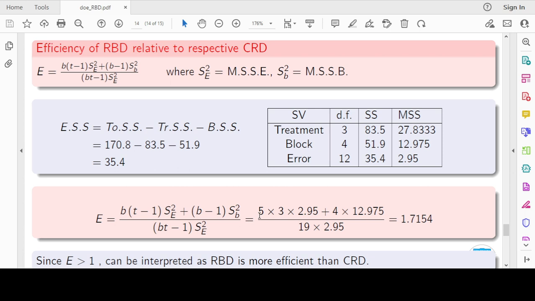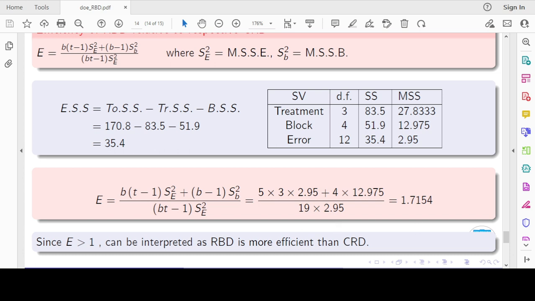B is nothing but 5, the number of blocks, T minus 1 is 3 here, multiplied by SE square 2.95, plus B minus 1, that is 4, into its MSSB that is 12.975. This is divided by BT minus 1, which we get as 19 here: B into T, 5 into 4 is 20, minus 1 is 19, into SE square that is 2.95. After simplifying we get this value as 1.7154.